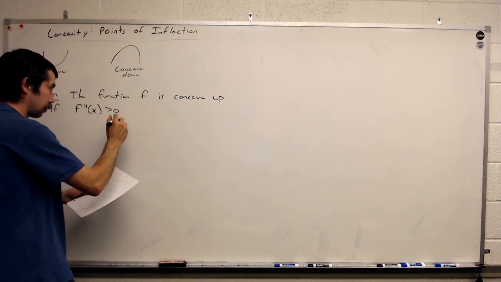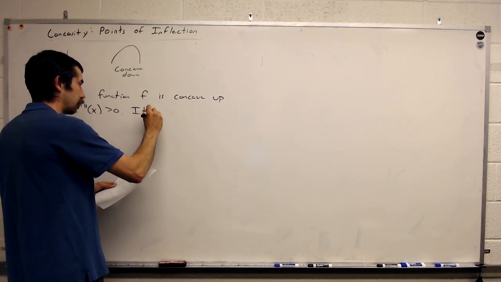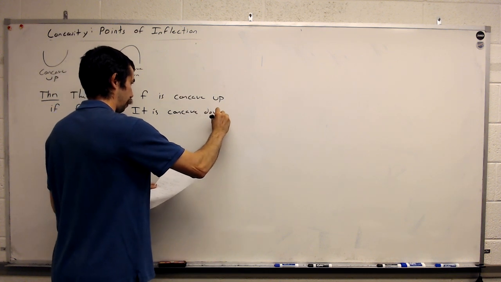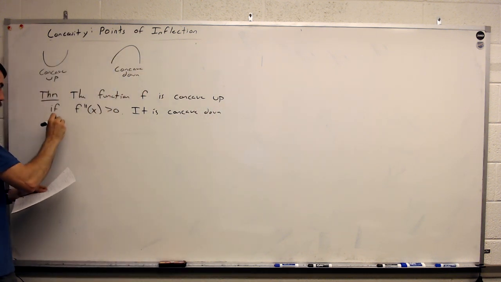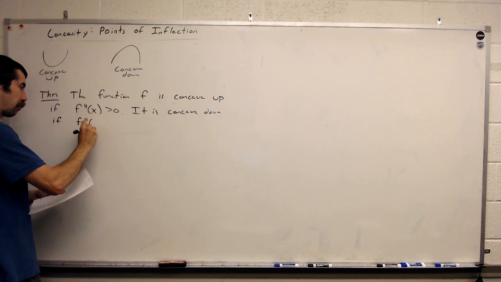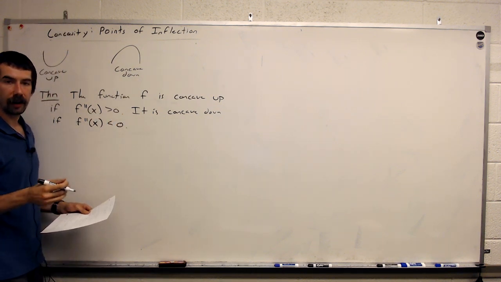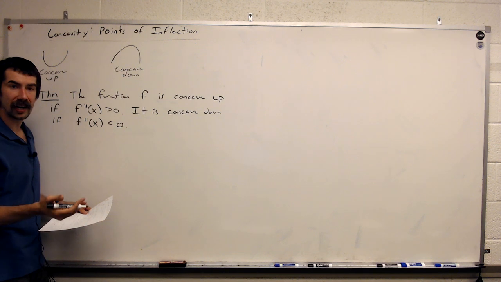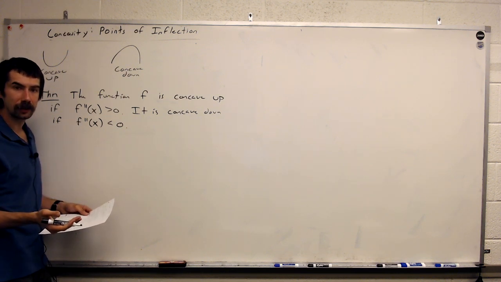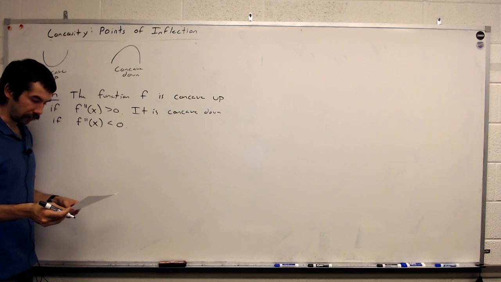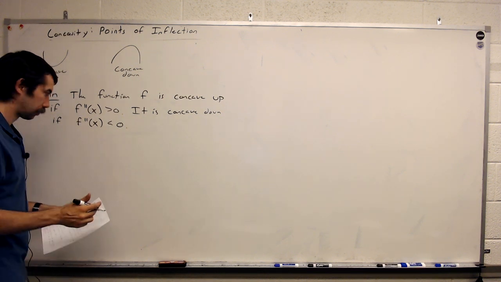Similarly, it is concave down if, well, you guessed it, f double prime of x is negative. All right, so if our second derivative is positive, our curve is concave up. If our second derivative is negative, our curve is concave down.